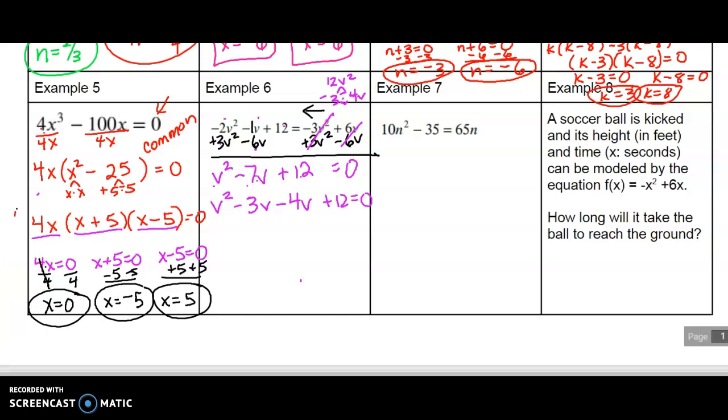Okay, then we do grouping. The first two terms have a v in common. The next two terms I can divide out a negative 4. So I get v and then minus 3. And my parentheses match, so remember that means you did it correctly. The outsides go together and the repeat terms.